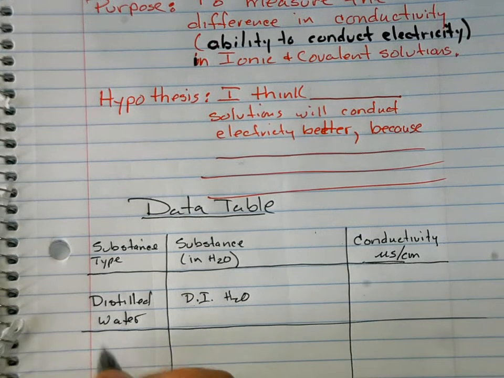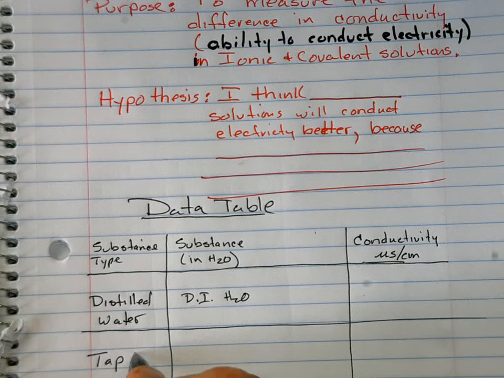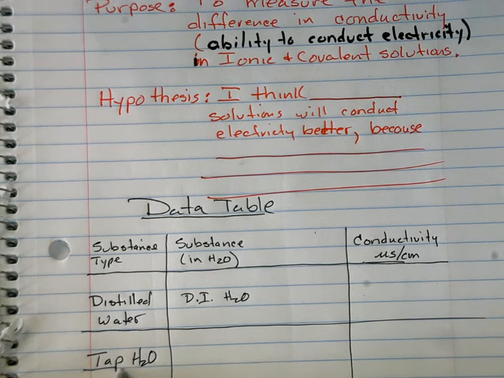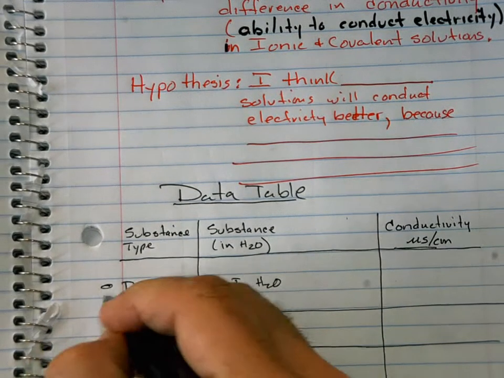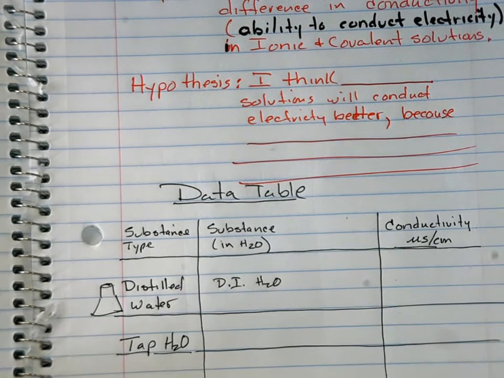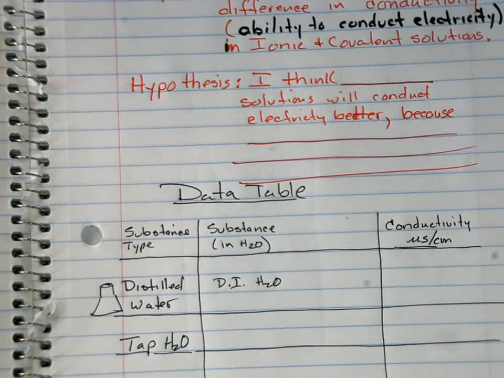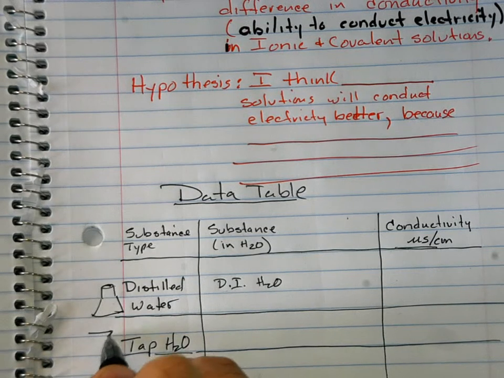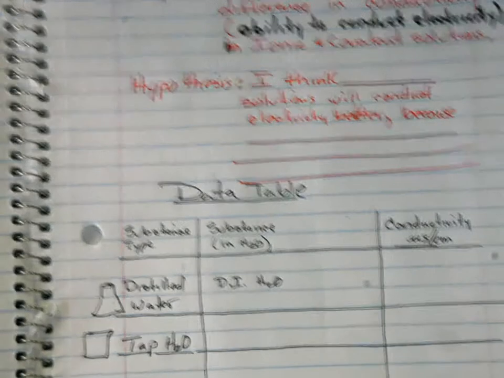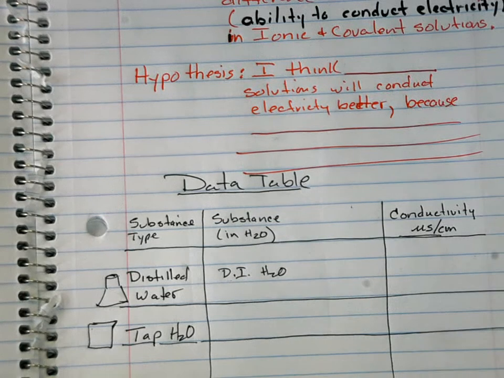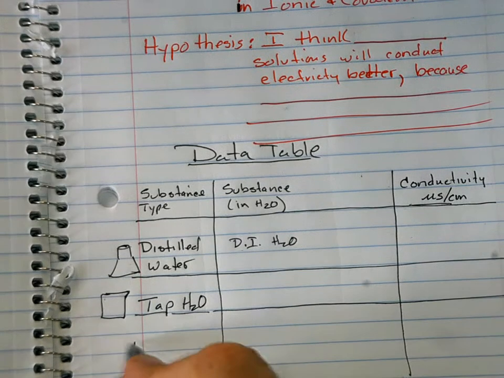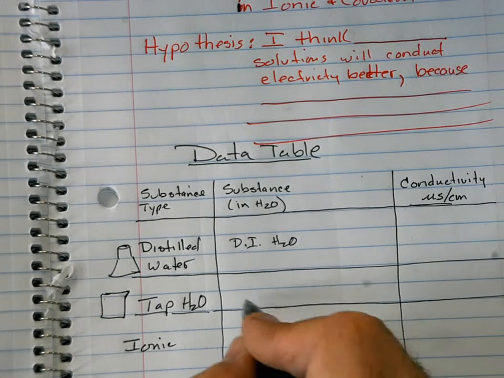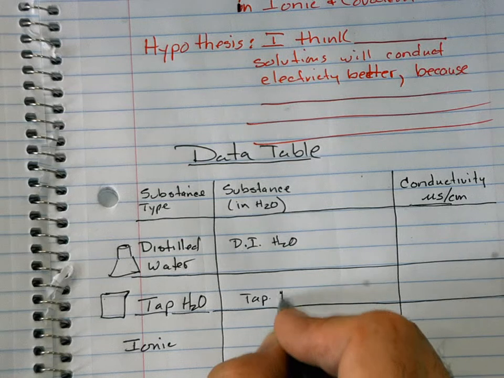The next one we're going to do will be tap water. You're going to do tap water just from the sinks. Now, for the distilled water, let's draw a little flask right over here. We're going to put the distilled water in the flask because after each measurement you're going to rinse off the probe in distilled water. The beaker, they call it a beaker because it has a little beak right there, I guess. That's going to have our tap water in it. And then now we're going to do the ionic substances. This is tap water, tap H2O.